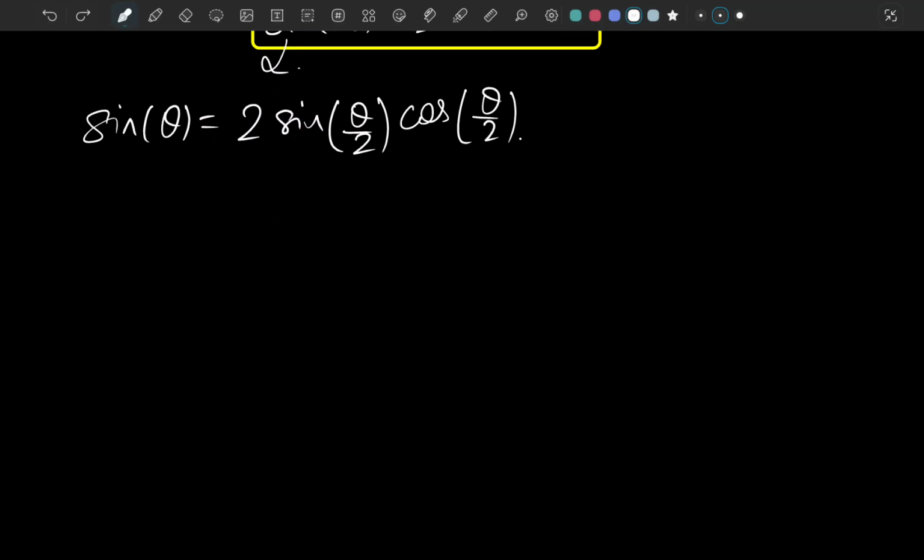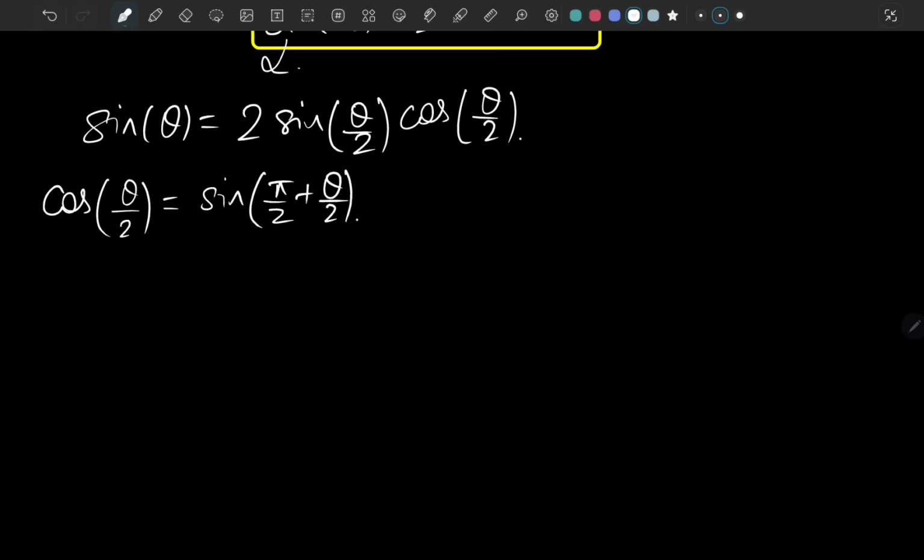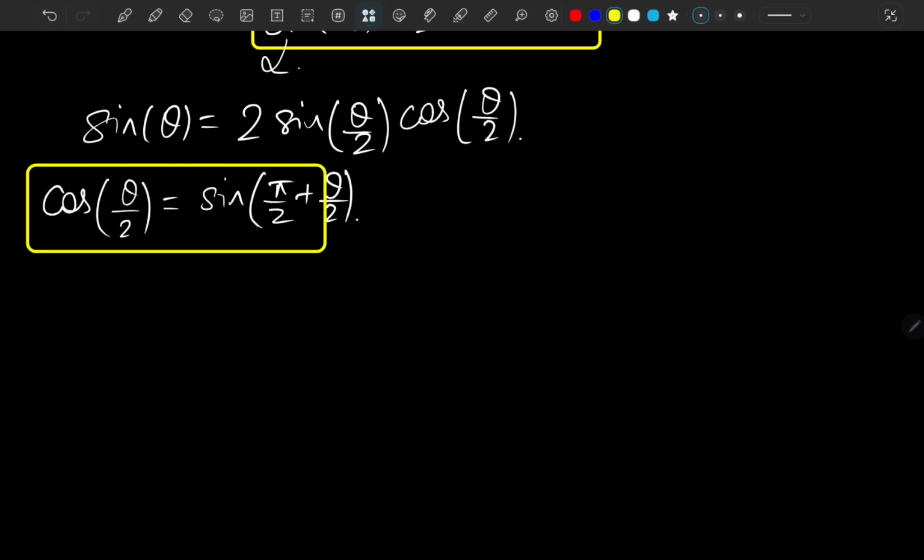Now there is another property that says cosine of theta over 2 equals sine of pi over 2 plus theta over 2. So again we are going to plug that in the place of cosine of theta over 2 here.